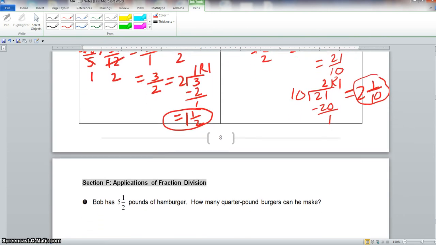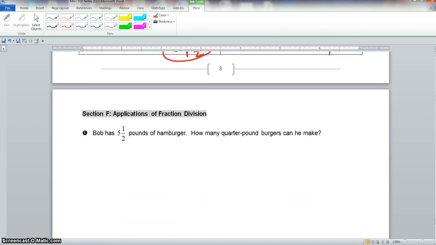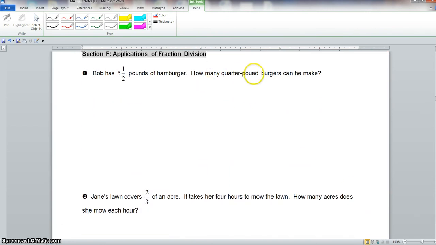Now we go down here to section F. It says Bob has 5.5 pounds of hamburger. How many quarter-pound hamburgers can he make? Now, first of all, we need to know what quarter pound is. Quarter pound just means 1/4. So basically, they want us to know how many 1/4 pound burgers can he make. So what we would do is we would take 5 1/2 and divide it by 1/4. Okay, so we'll change this mixed number to an improper fraction. This will give us 11 over 2 divided by 1/4. So this would be 11 over 2 times 4 over 1.